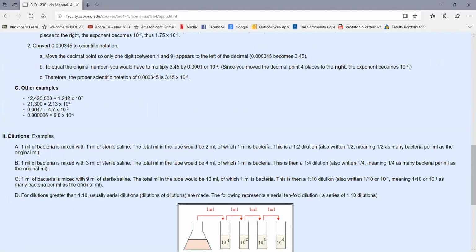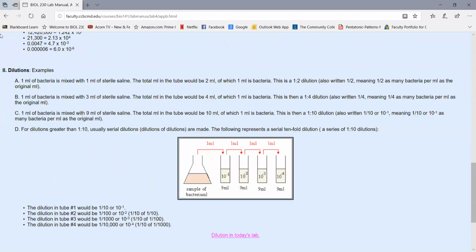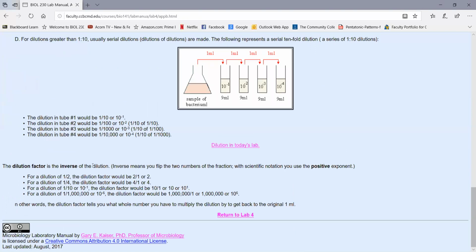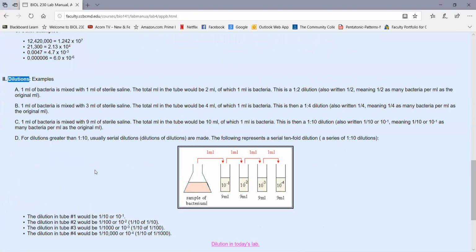What I do want to go over, though, is part 2 of Appendix B on dilutions. It's essential you know what the two numbers in a dilution mean and what the term dilution factor means. So looking at a very simple dilution, if we put 1 milliliter of bacteria in 1 milliliter of sterile saline, the total number of milliliters in that tube is now 2. So you see the math isn't too hard. 1 plus 1 equals 2. And of that 2 milliliters, 1 milliliter is bacteria.